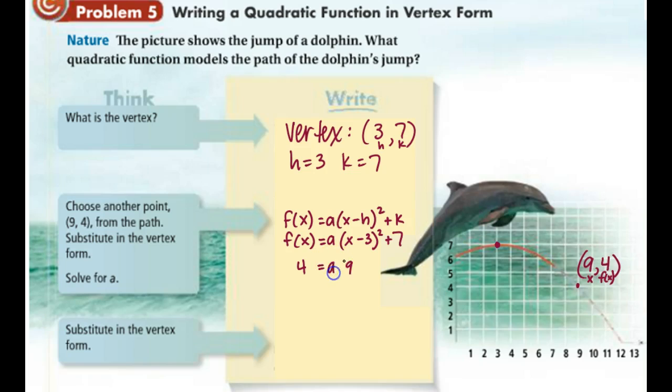The only variable that we don't know, or rather constant in this case, is the a. So that's what we're about to determine. So everything else drops once we plug in 9 and 4 for x and f of x respectively. And then now we just want to do a couple algebraic steps to get the a by itself or isolate the a.